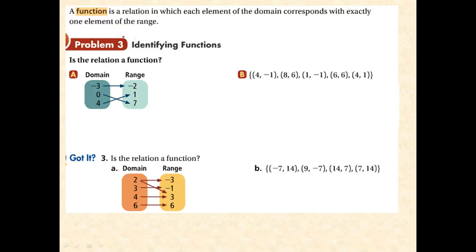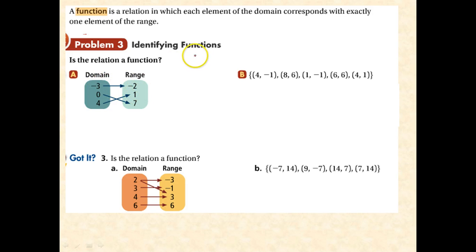So we're going to talk about now something called a function. What's a function? A function is a special type of relation where each element of the domain corresponds to only one element of the range. So when you're trying to identify a function, you're going to say, all right, it's probably a function unless I see one thing in the domain mapping to two different things in the range.